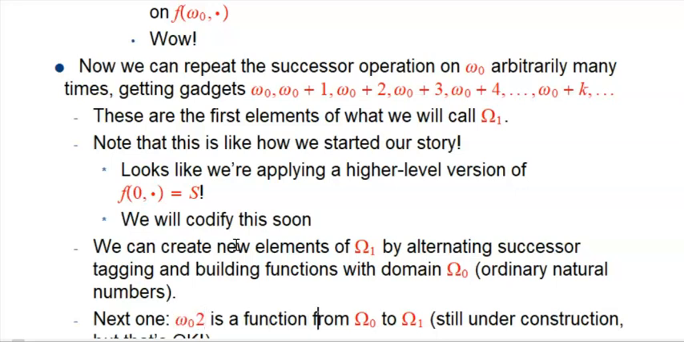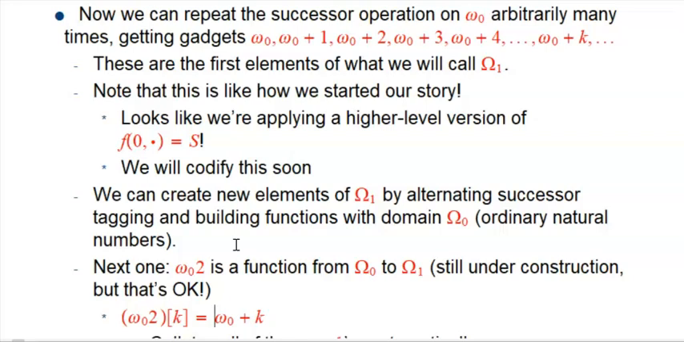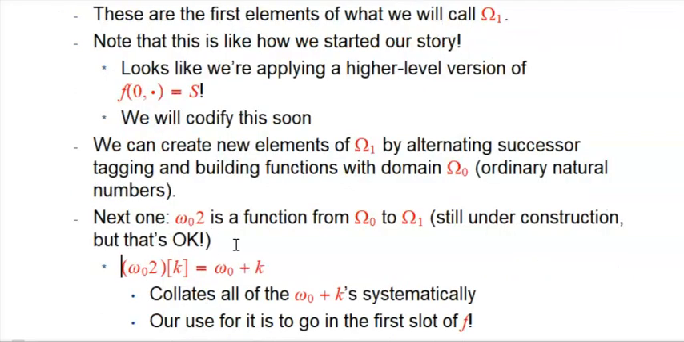It's very parallel to ordinary infinite ordinal arithmetic, if you know that. Omega naught 2 is a function from omega naught to omega 1, right? So this is just a sequence of gadgets in omega 1, and it's exactly the sequence I just showed you at the top of the screen. We're going to use this notation of square brackets k to mean this is a function that takes integers and produces gadgets, and this is what happens when you give it input k. In other words, at this level, it's really just a sequence, and the sequence is omega naught plus k. So omega naught plus 1, omega naught plus 2. It collects and collates all of those omega naught plus integer systematically.